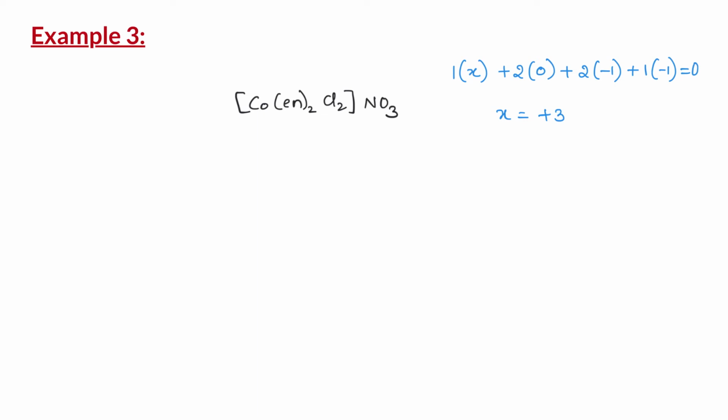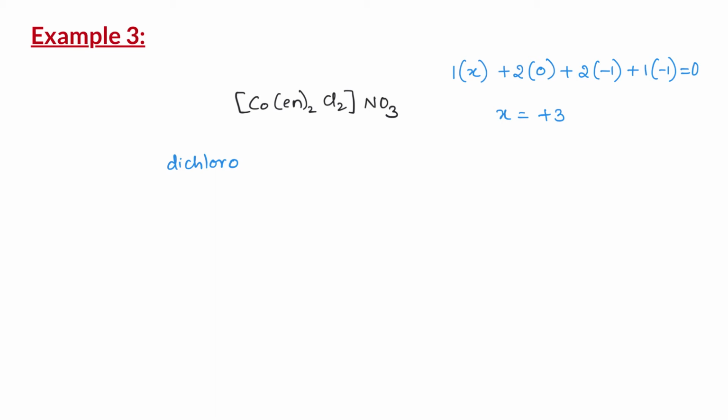Now let us name the compound. Cation first, followed by the anion. The cation is a complex ion. Therefore, we name the ligands first, followed by the central metal ion. We have 2 different types of ligands: chlorines, which are called chloro, and ethylene diamine. Based on the alphabetical order, we name chlorines first. And there are 2 chlorines, therefore we call it dichloro.